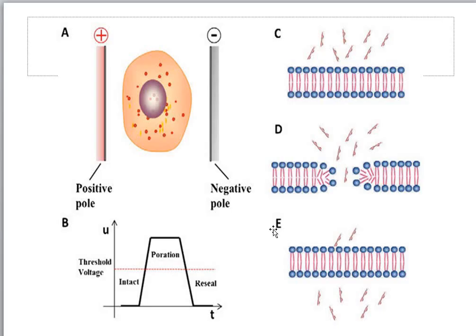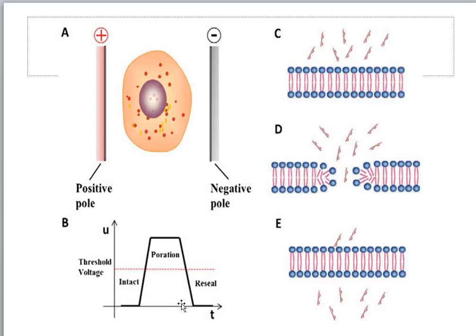Now in the E state, what will happen here? Now the electric field is turned off. So the membrane reseals, and whatever has entered, they are here. And they will try to integrate with the plant genome or with the host genome.